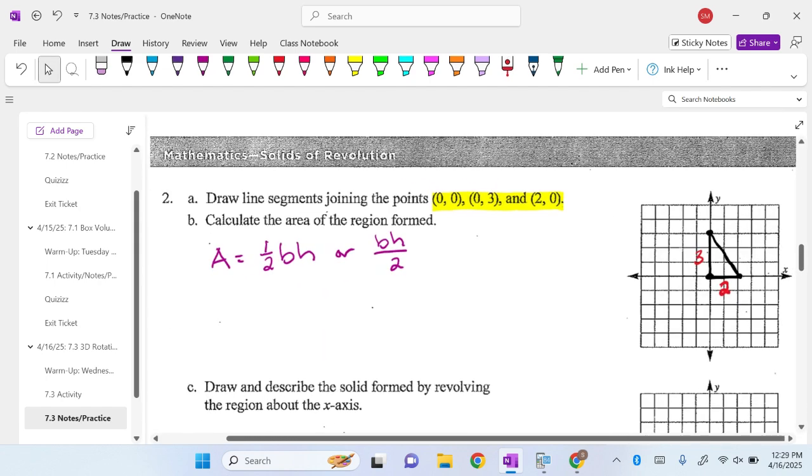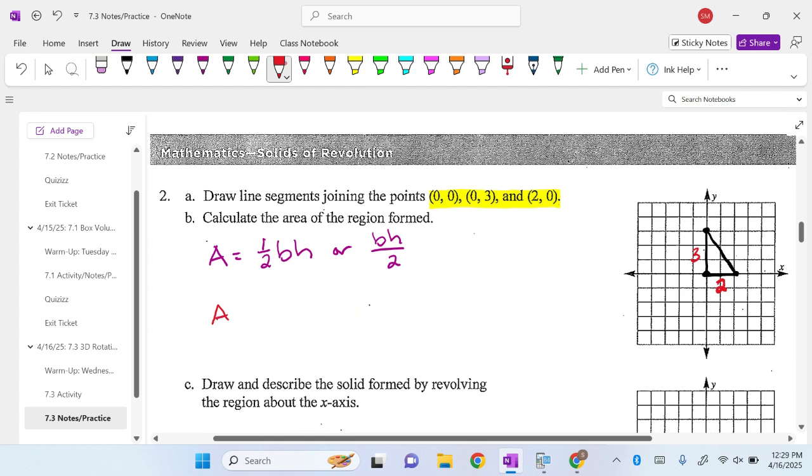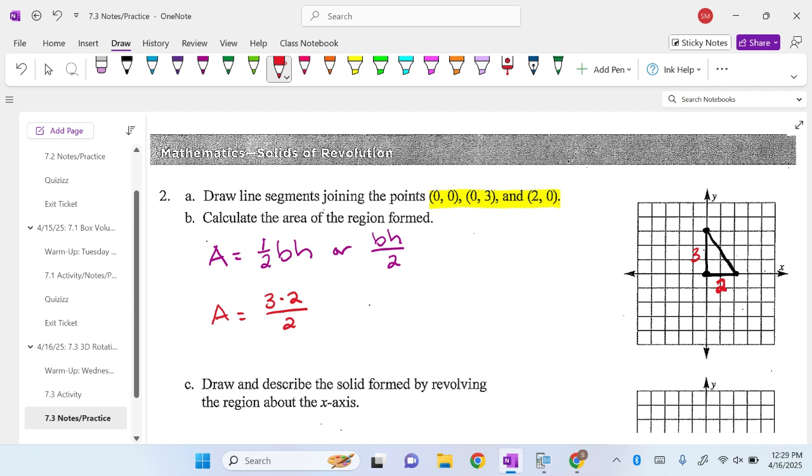So if I do base times height divided by 2, I get 3 times 2 all divided by 2. So what's 3 times 2? 6 divided by 2, which is 3. So I get 3 units squared as my area.